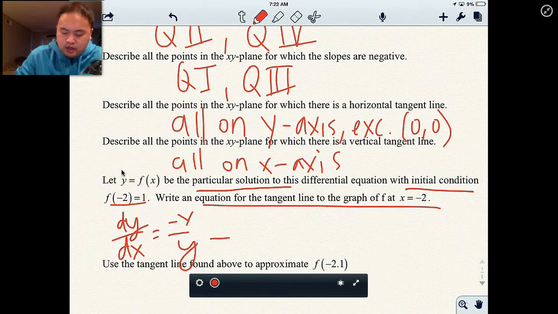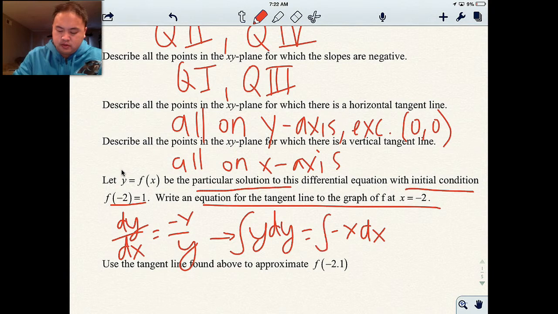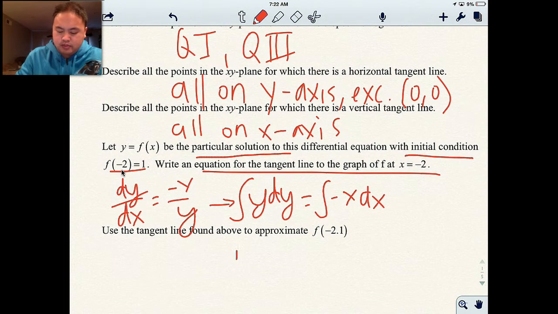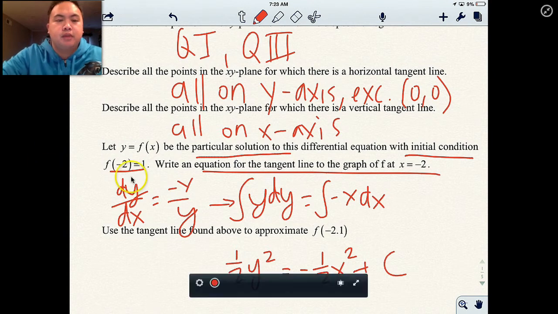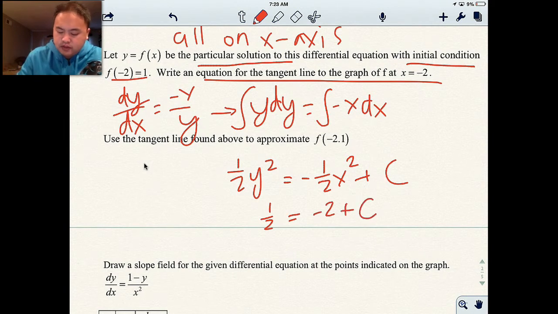So if you remember, I cross-multiplied like so. Then I took the antiderivative of both sides. Then I solved it. This is going to be half y squared equals negative half x squared plus c. Then I solve for c by using my initial condition. So everywhere I see x, I'm going to put negative 2. Everywhere I see y, I'm going to put in 1. So this becomes half. This one, negative 2 squared is 4. 4 divided by negative 2 is negative 2 plus c. So if I add 2 to both sides, I'm going to get 2.5 or 5 over 2.